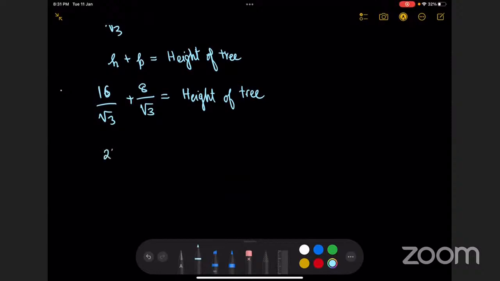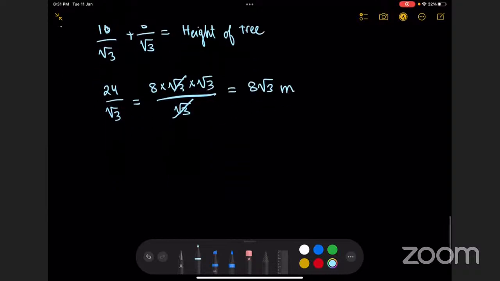The LCM is 24. 1 root 3. I feel like this can definitely be simplified. So that's 8 times root 3 times root 3 upon root 3. These get cancelled, and so the height of the tree is 8 root 3 meters. Therefore, the height of the tree is 8 root 3 meters.